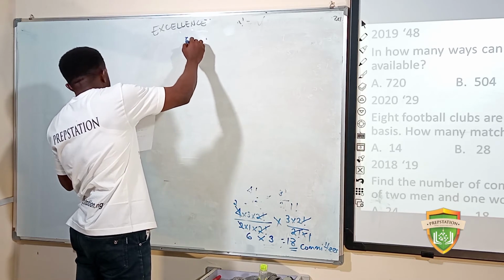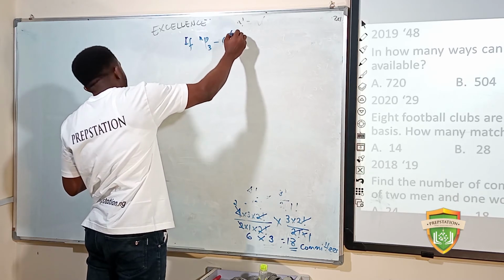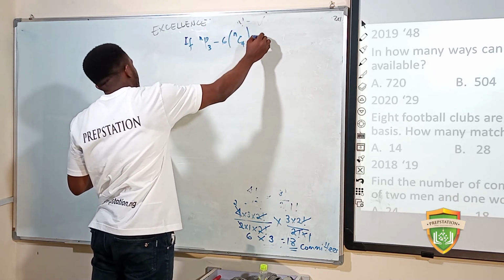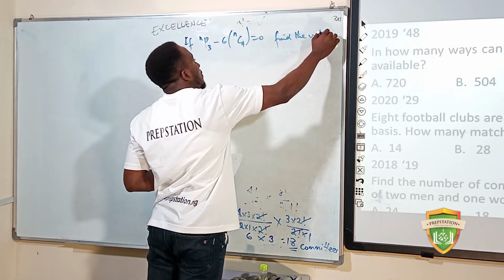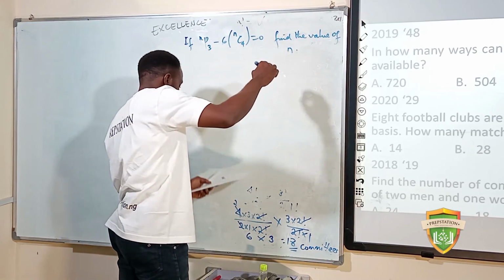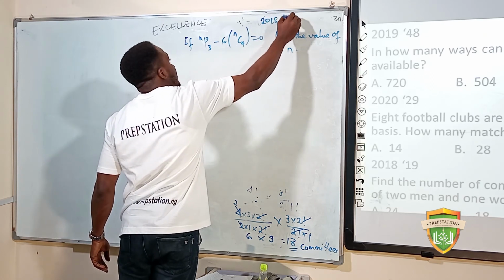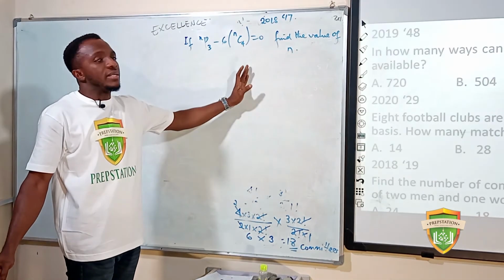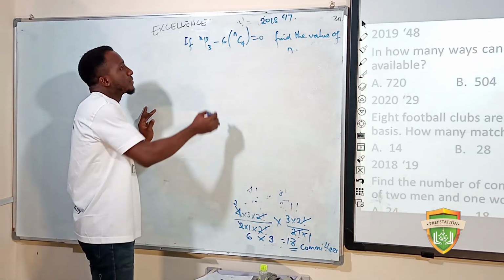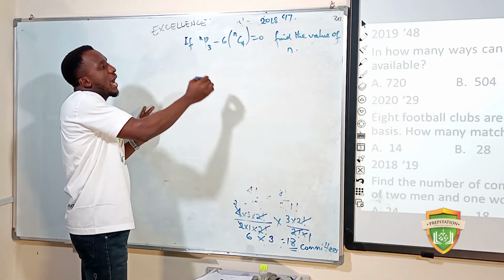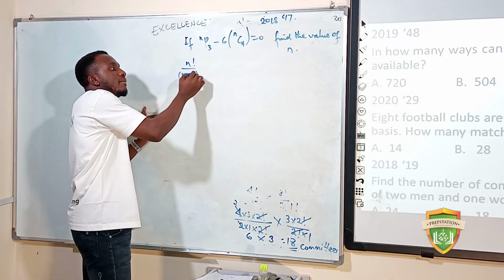Now, the question is, if nPr minus 6 open bracket nC4 equals 0, find the value of n. Now, this question is from 2018, question number 17. Press pause, have a go at it. When you're done, press play and see if you're correct. Now, let's solve. Now, remember what this is. nPr is simply n factorial over n minus 3 factorial.